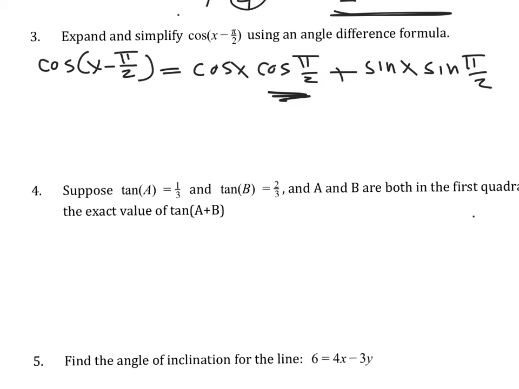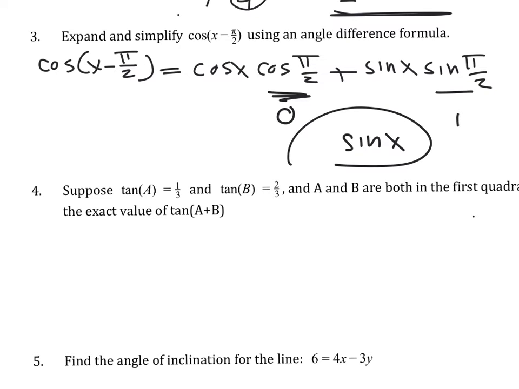The next step in this requires that you think about what the cosine of pi over 2 is. Zero. That means this whole left-hand side goes away because it's cosine of x times 0. It's just always going to be zero. And sine of pi over 2 is 1. So that's going to be 1 times sine of x, which means our final answer is just sine of x.